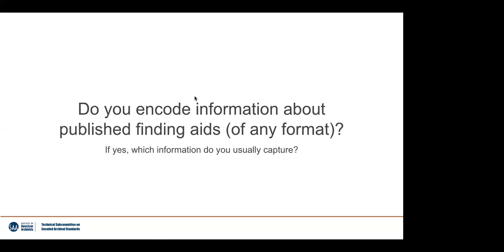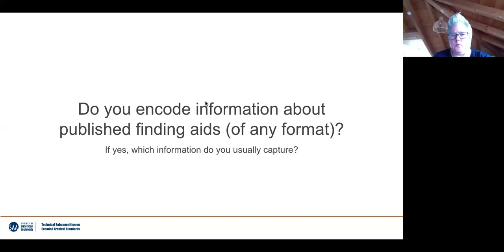In university libraries in France, we decided recently no more front matter, no more published finding aids. Published is in print, I understand it. We have the book, and in your repository, your catalog, we only describe online finding aids. Okay, and what piece of information do you encode for the online finding aids?